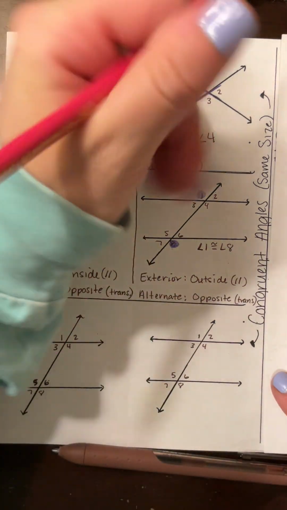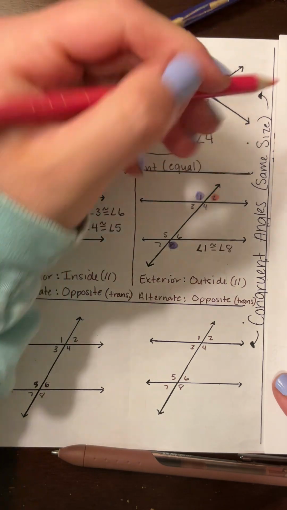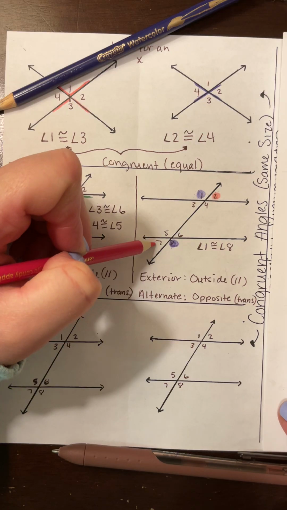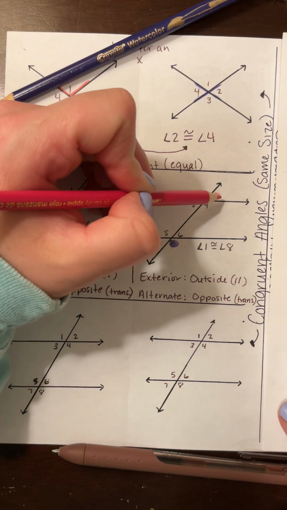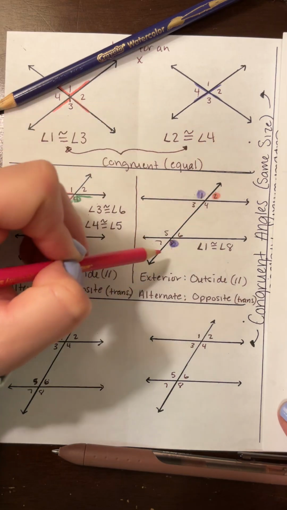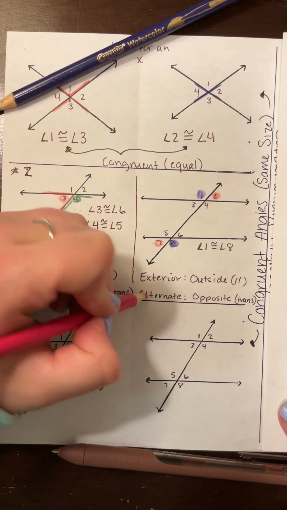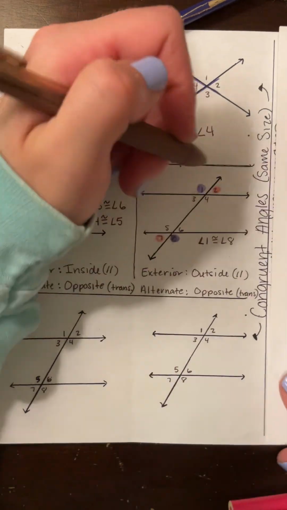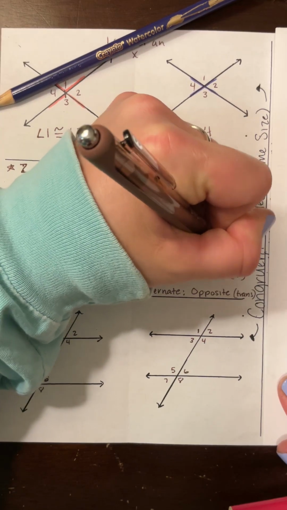If I take my red, I look at angle 2. That's my other exterior angle up top. See how it's a little skinny angle? Look down here at number 7. Angle 2 is outside the parallel lines on the right side of the transversal. Angle 7 is outside on the left side of the transversal. Alternate exterior angles. And again, we can write angle 2 is congruent to angle 7.